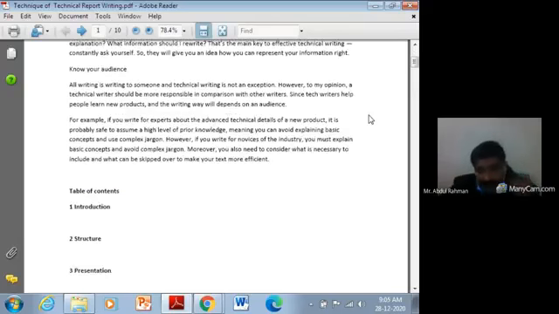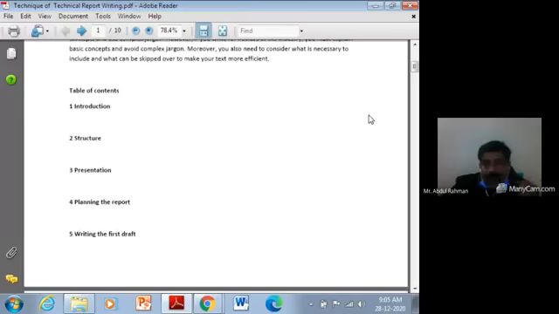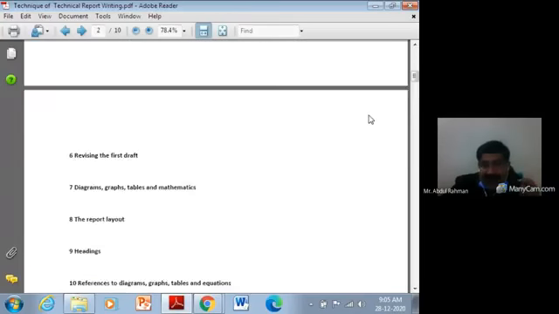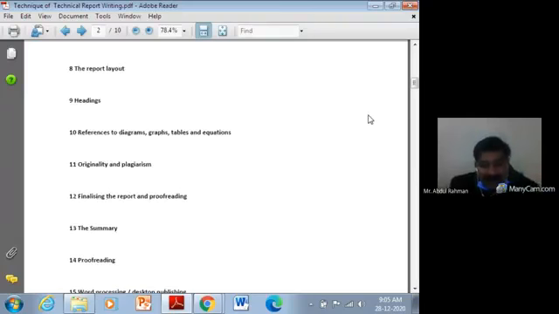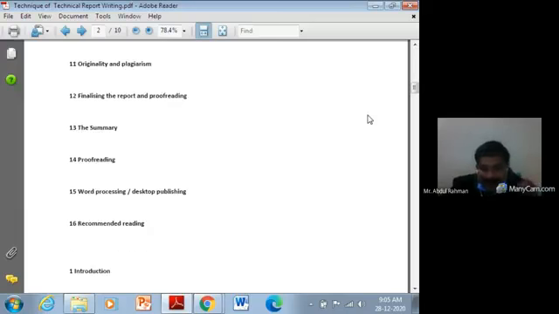So, first of all, when you fall in writing a technical report, you must have a basic knowledge of the table of contents, that is introduction, the structure of the report, the presentation, the planning of the report, writing the first draft, revising the first draft, diagrams, graphs, tables, and mathematics if numerics are there, then the report layout, then the headings, and at the same time, references to the diagrams, graphs, tables, and equations, then originality and plagiarism, then finalizing the report and proofreading the summary, then again proofreading, word processing, desktop publishing, then recommended readings. So these are a few things that we shall also be considering when we deal with the art of technical writing, dealing with the techniques of technical writing.